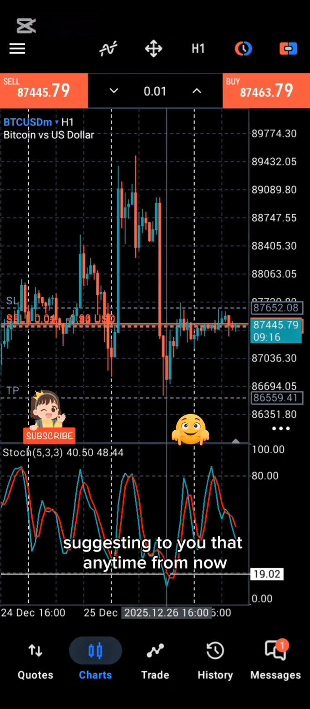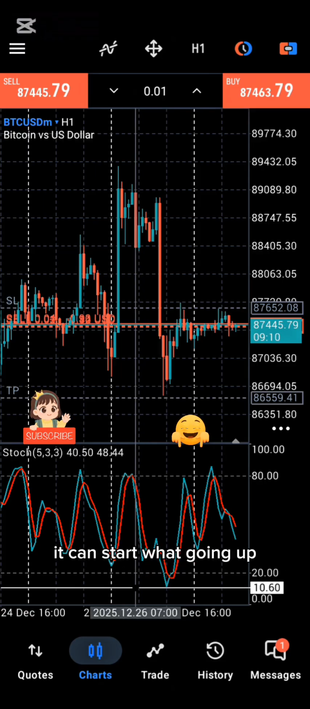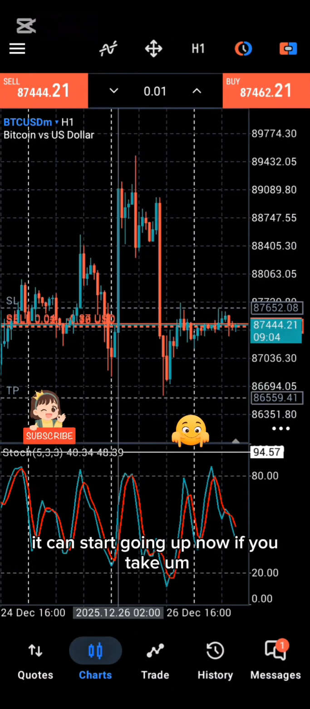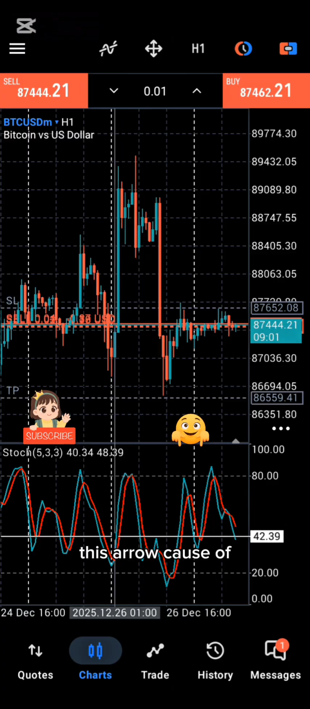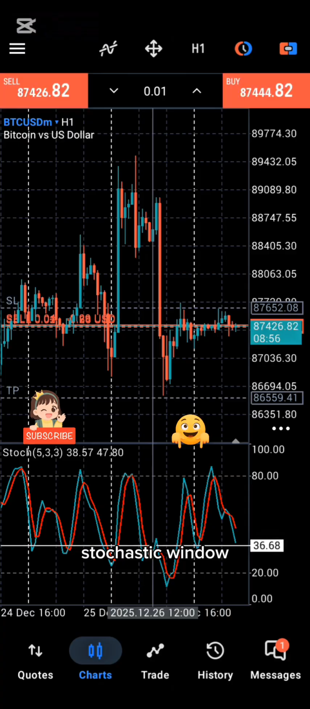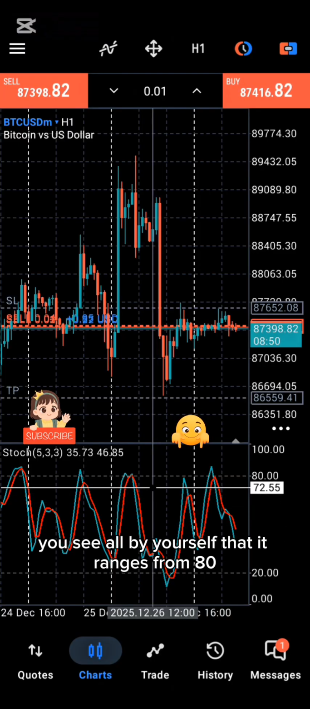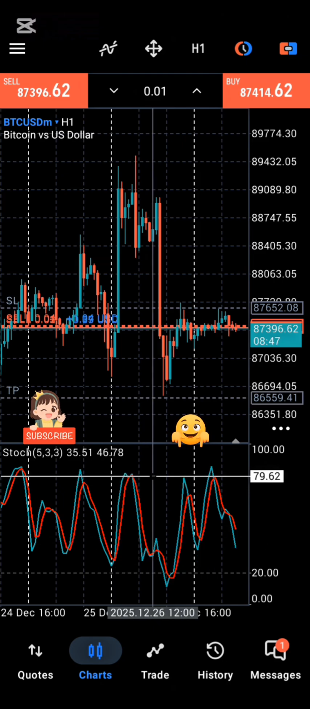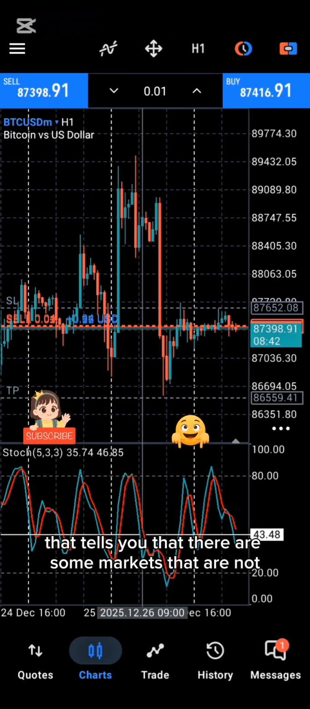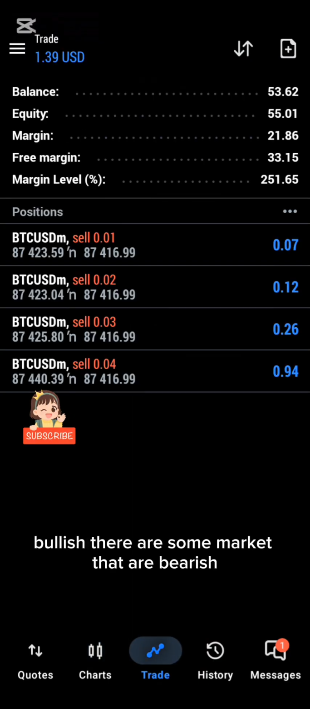It's already down, suggesting to you that anytime from now it can start going up. Now, if you take this arrow cursor and move it along this stochastic window, you see all by yourself that it ranges from 80 down to 20. What does that tell you? That tells you that there are some markets that are not bullish. There are some markets that are bearish.